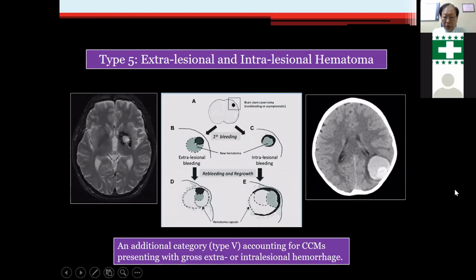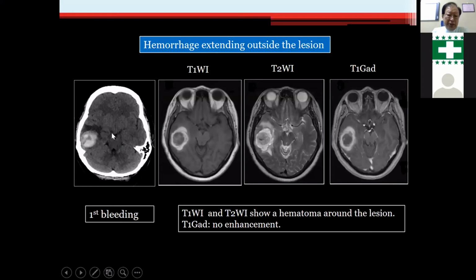Okay, so this is the example in the CT. You see this hemorrhage here and there. In T1, you see the lesion at the center, and you see the bright area around the lesion. This is the hemorrhage around the lesion. If you look at T2, there's a hemorrhage plus there's an edema around the hematoma, and in T1 there's no enhancement. So this indicates that this is not a tumor.